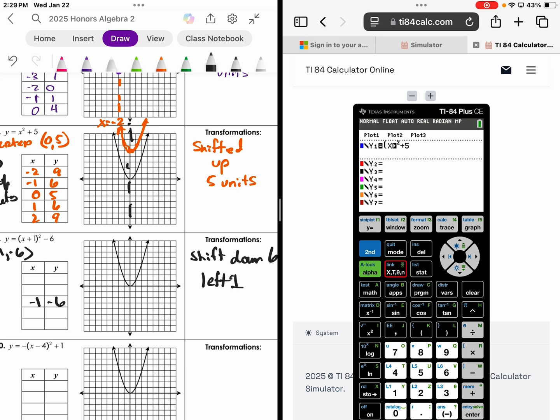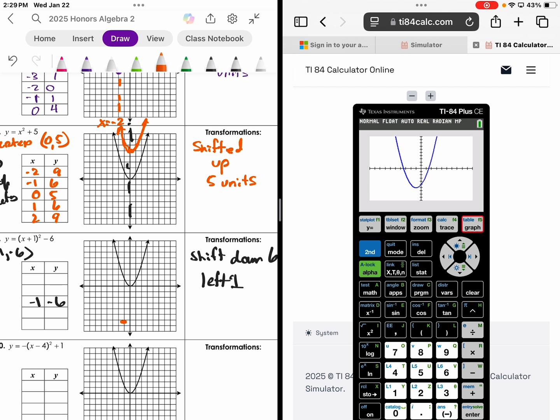Parenthesis x +1, quantity squared, and then I'm going to hit delete. All right, and then we get to do a -6. Hit graph. Yep, it went down and to the left. All right, so I know to the left 1, down 1, 2, 3, 4, 5, 6. There it is. I'm going to change colors. All right, so there is the vertex.